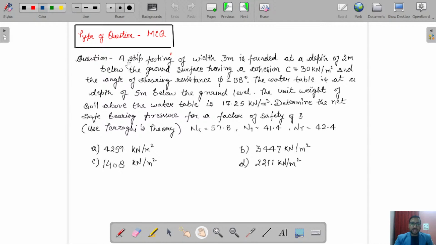The question reads: a strip footing of width 3 meter is founded at a depth of 2 meter below the ground surface, having a cohesion value C, which is given to you, and the angle of shearing resistance phi is 38 degree. It means it is a C-phi soil. The water table is at a depth of 5 meter below the ground level. The unit weight of soil above the water table is 17.25 kilonewton per meter cube. Determine the net safe bearing pressure for a factor of safety equal to 3.